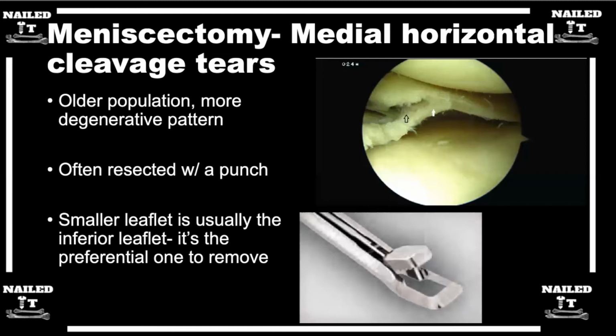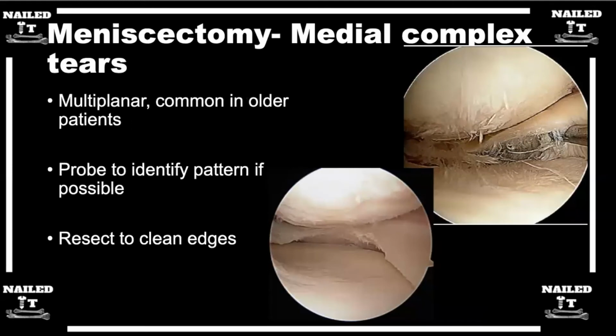Okay, cool. And then for when we're doing our meniscectomies on our older patients with arthritis that don't necessarily want a total knee replacement yet, that have these complex tears, anything else besides just trying to resect back to clean edges? Any tips or any advice for that?